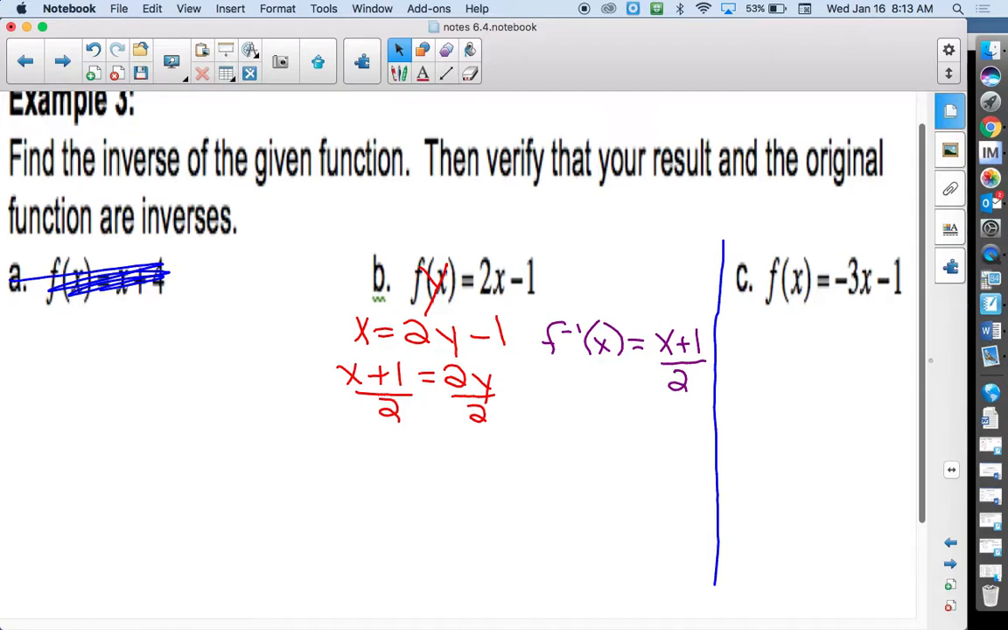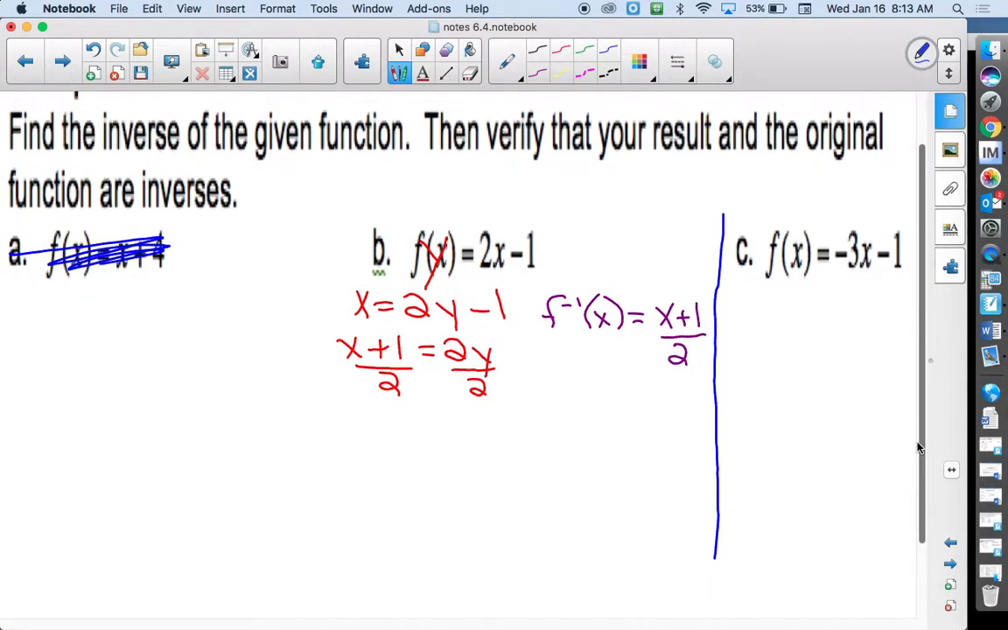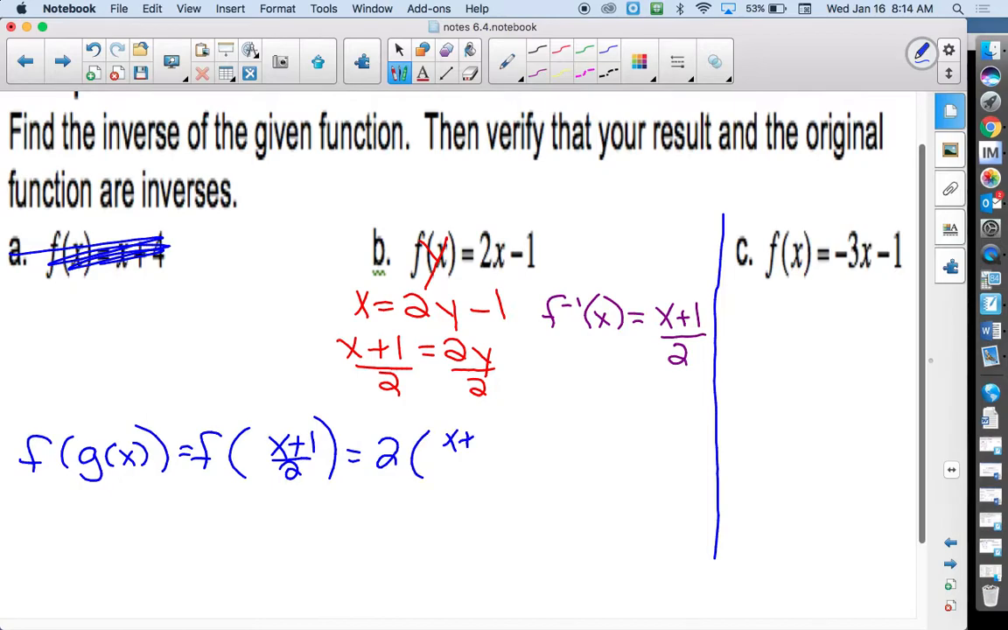The second step says verify your result and the original functions are inverses. How are we going to answer that part of the question? How do I verify that they're inverses? You can start by plugging x plus 1 divided by 2 into the x in those equations. Right. So we're going to take that f of g of x. He said take x plus 1 divided by 2 and plug it into the first equation. So that's the f of g of x part.